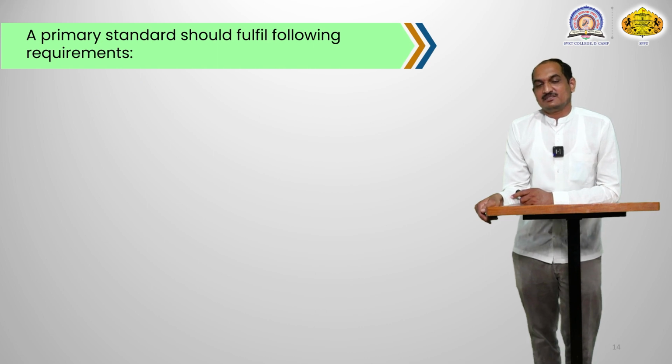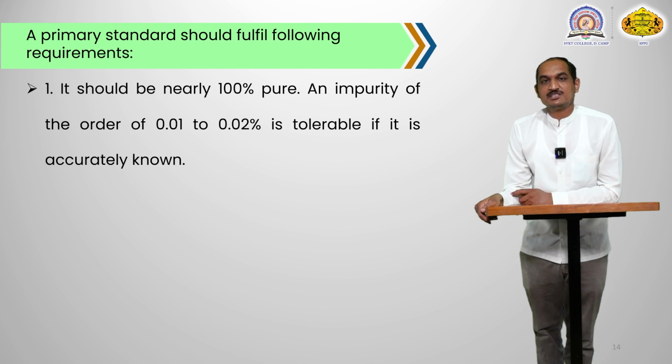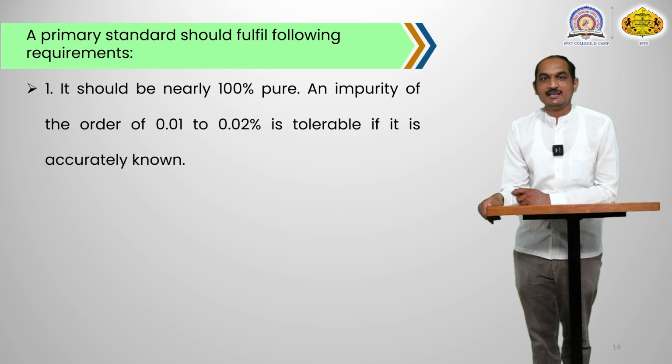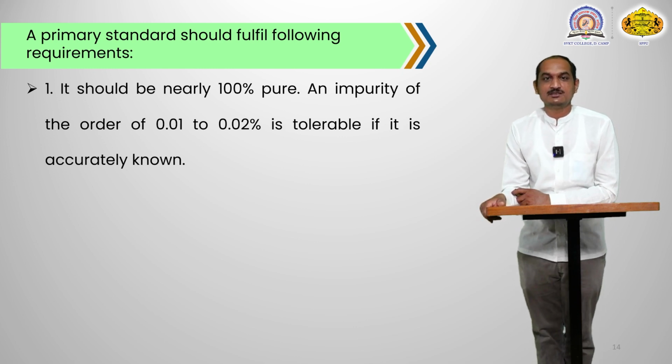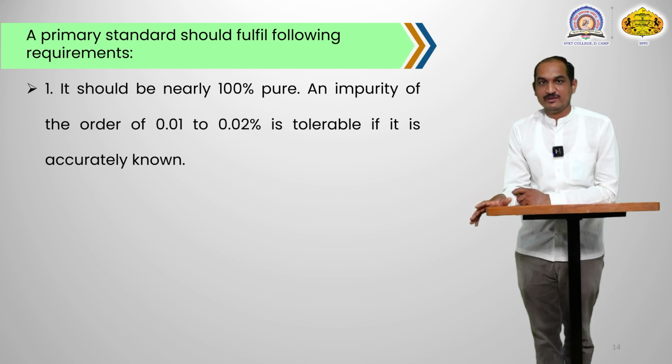These primary standard substances should fulfill some requirements. The first requirement for the primary standard substance is that it should be nearly 100% pure. Purity is most important, and impurity in the order of 0.01 to 0.02% is tolerable. This is the tolerable limit of that substance for the purity. If it is accurately known, we have to accurately know the impurities.